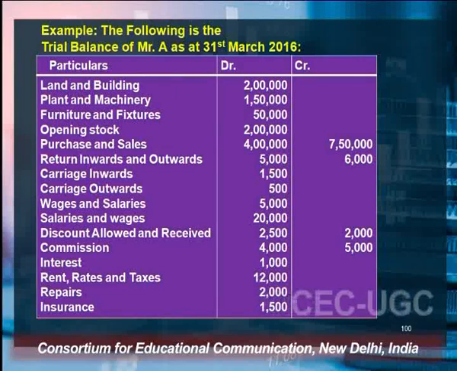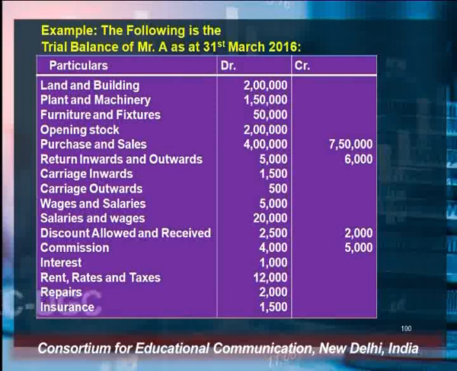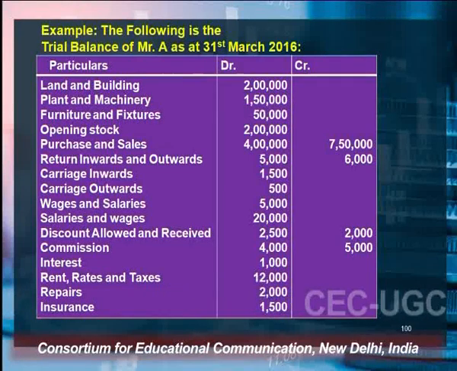In this question, the trial balance is given, and as you can see, the first three items, that is land and building, plant and machinery, furniture and fixture, are assets, and all types of assets come under real account. And I have just explained, all types of real accounts are to be shown on the asset side of a balance sheet.